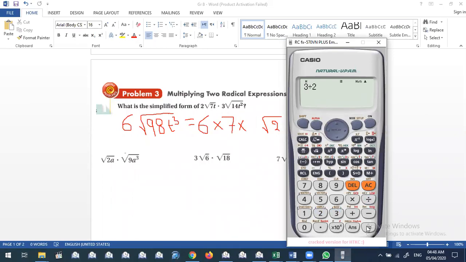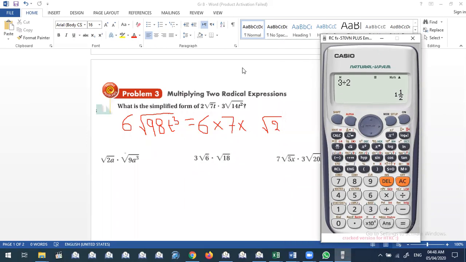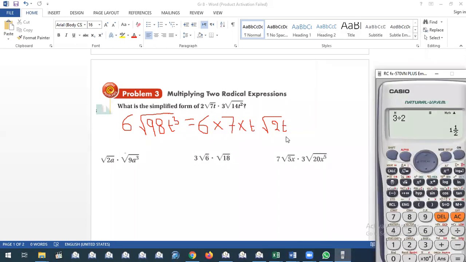3 divided by 2, change into mixed, 1.5. So t outside will be power 1, and t inside also will be power 1. Like that. T here, and also t here. Don't forget to find the answer. 6 by 7 is 42. So the answer is 42 t, don't forget, square root 2t.